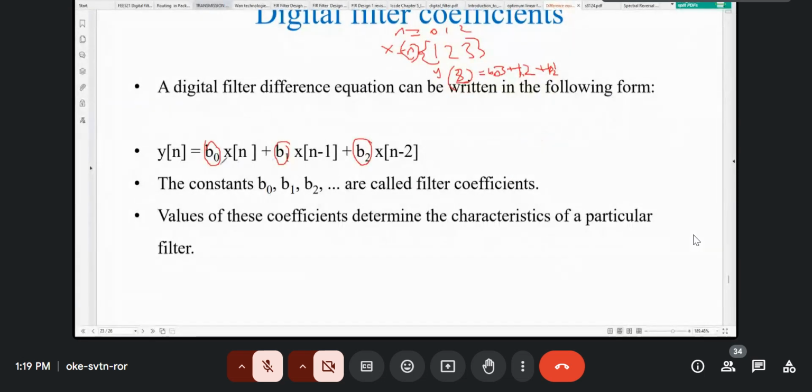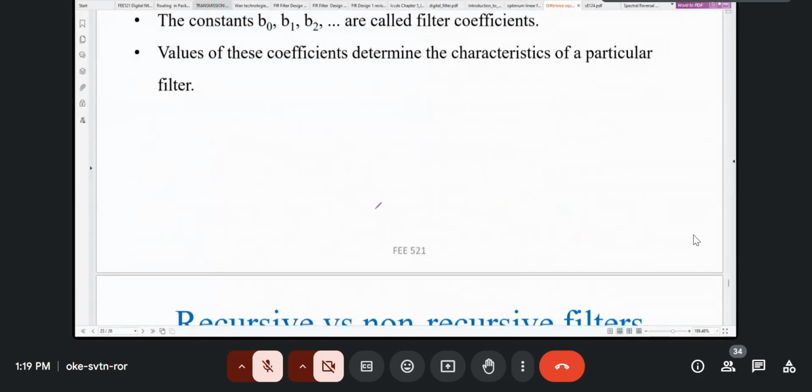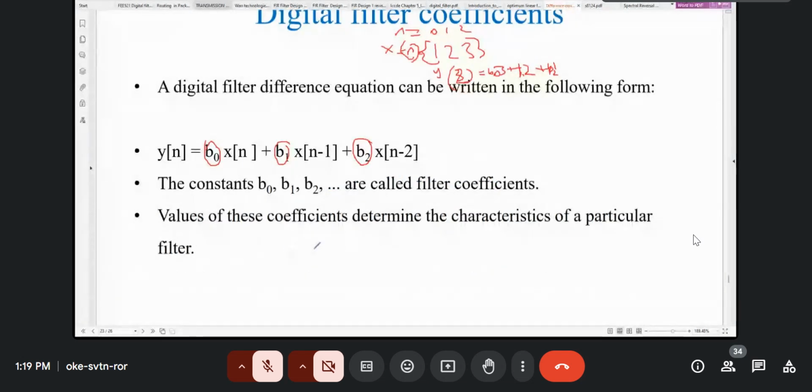So these are digital filter coefficients. Like in this case, the coefficients were 3 and 1. I think we are going to cover that. And of course, these coefficients fully characterize that filter. How that filter produces output or treats the signal coming into it depends purely on these coefficients.